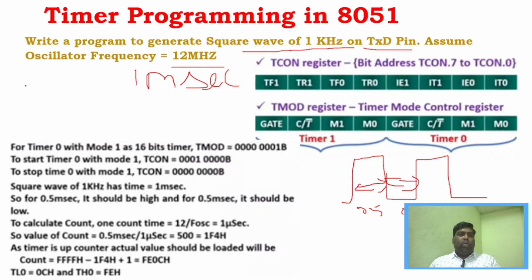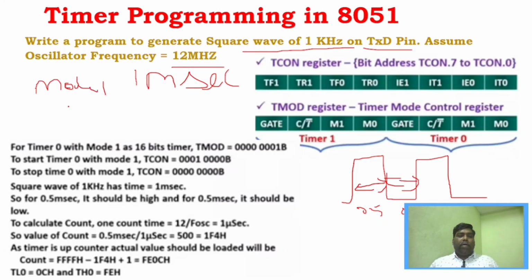For determining the count, we have to find the count value, that is 12 divided by the oscillator frequency will be the count value, right? Now as usual, we are going to select which timer and which mode it has to work, right? For any programming, as I said, first thing you have to do is use mode 1.